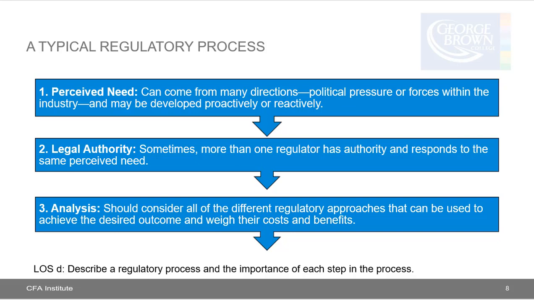Step number 3, analysis, should consider all of the different regulatory approaches that can be used to achieve the desired outcome and weigh their costs and benefits. So it's basically cost and benefit. Those are the keywords that I see in the analysis. There's a cost-benefit analysis to regulation because there's often increased costs when you increase regulation. Okay, so those are the keywords for step number 3.